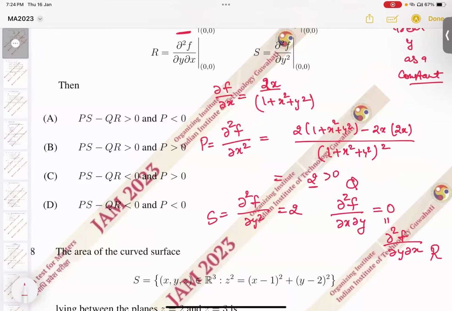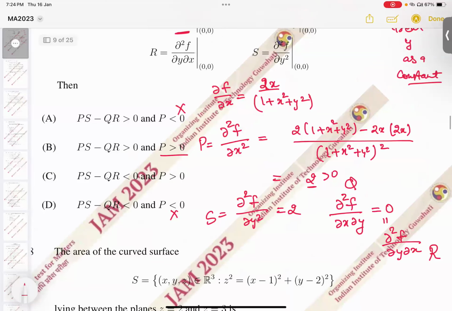So this is greater than 0. This option is not true. This option is not true. Right? So P is greater than 0. P is greater than 0.